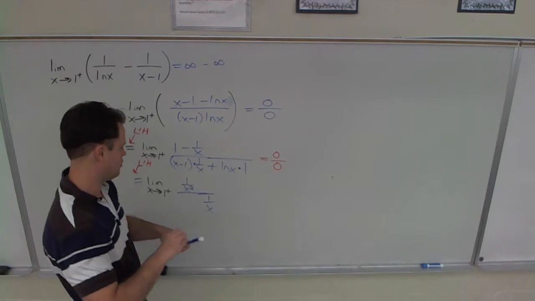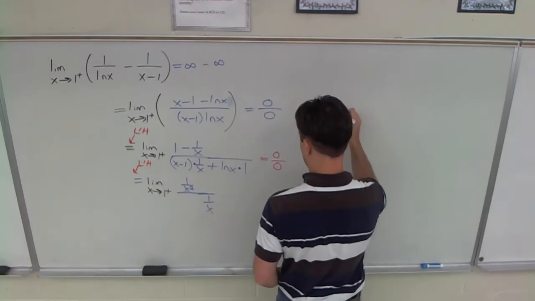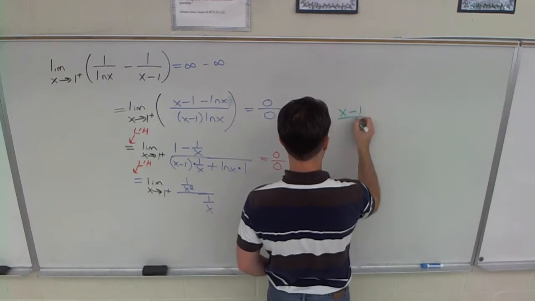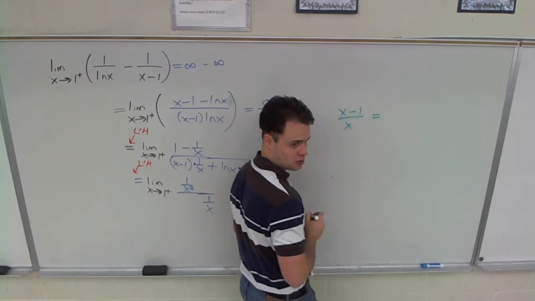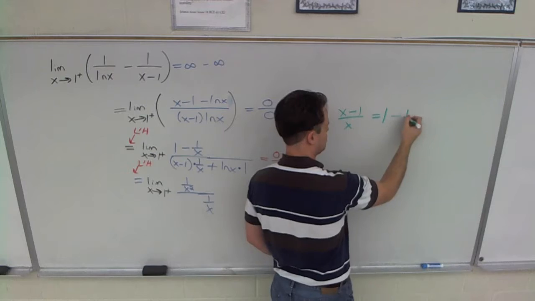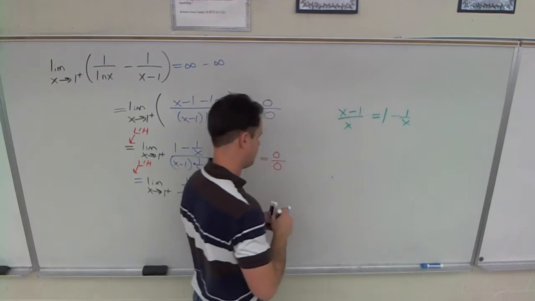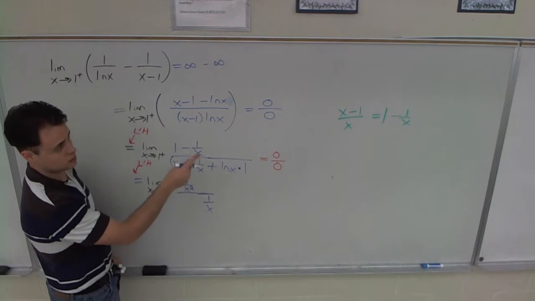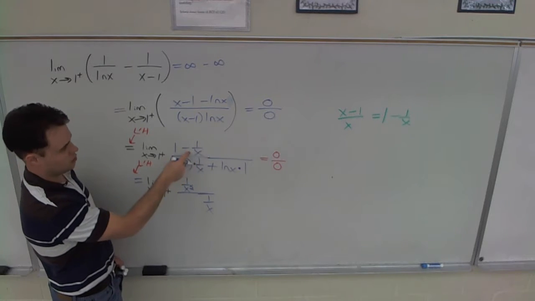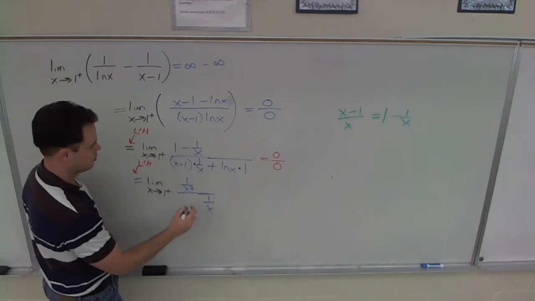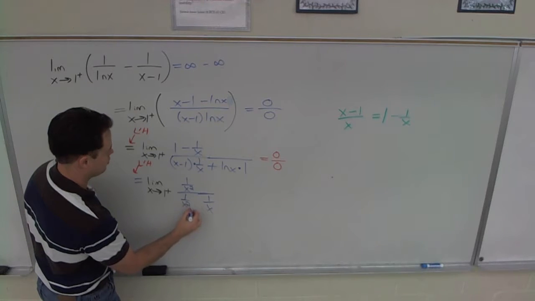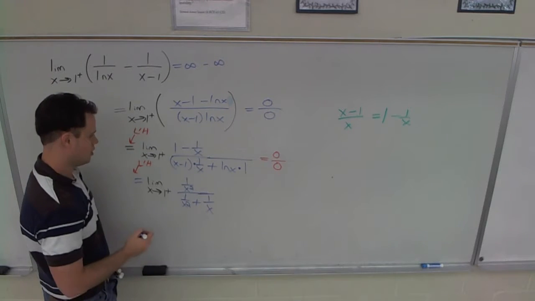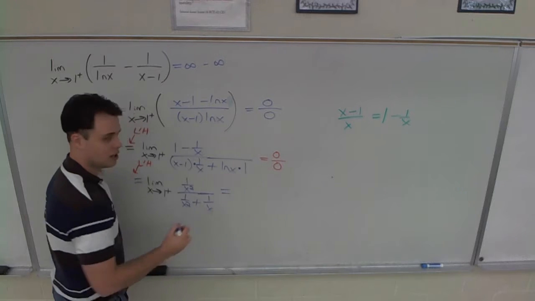So a little scratch work off to the side. This piece becomes x minus 1 over x, which is really just 1 minus 1 over x. And now for the derivative of that, we're going to get 0. And you guys just helped me do that one on the top, right? It's going to be 1 over x squared. 1 over x squared. And we got a plus in between here.